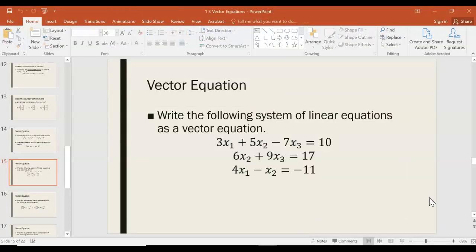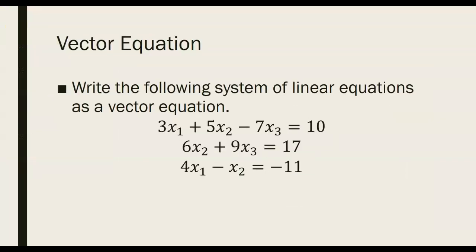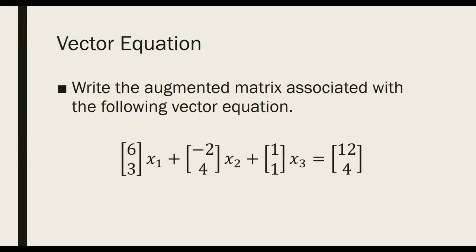Now, we're going to go the opposite way next. I want you to take this vector equation. I've put the x1, x2, x3 after the vectors. So take that vector equation and translate it into a system of linear equations, and then go ahead and get the augmented matrix that's associated with this vector equation. Push pause on the video and try that. All right, hopefully you did that.